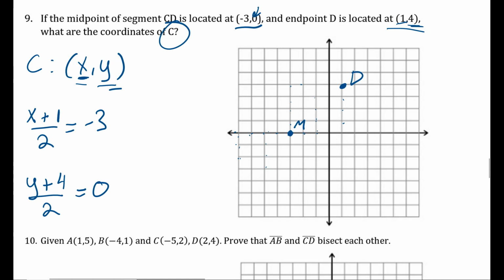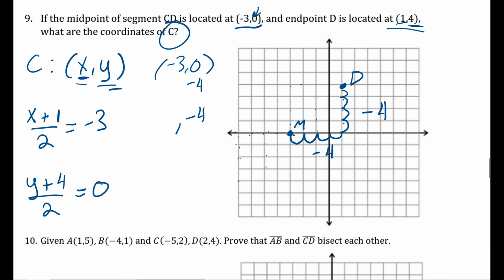An easier way to do that, though, is just by counting to find the slope between D and M. So to get from D to M, you would have to go 1, 2, 3, 4. You'd have to subtract 4 from your y value. So in my head, I'm already thinking, well, if I subtract 4 from the y value of my midpoint, I should get to where I'm going, because it needs to be the same distance from D to M, from M to C. And to get back to M, I go 1, 2, 3, 4 to the left.